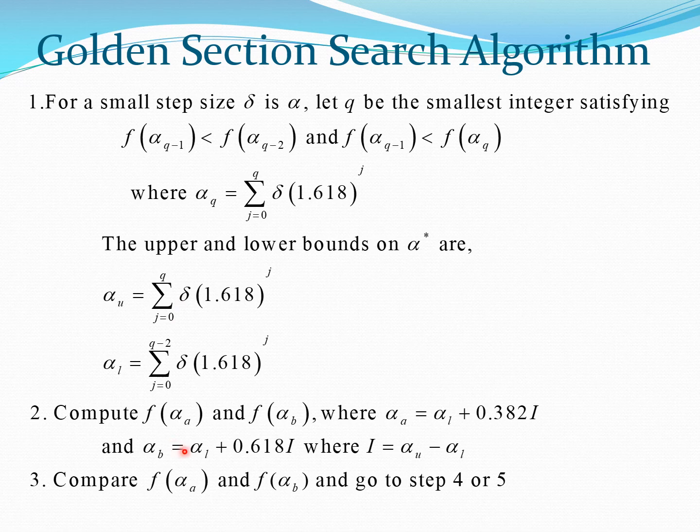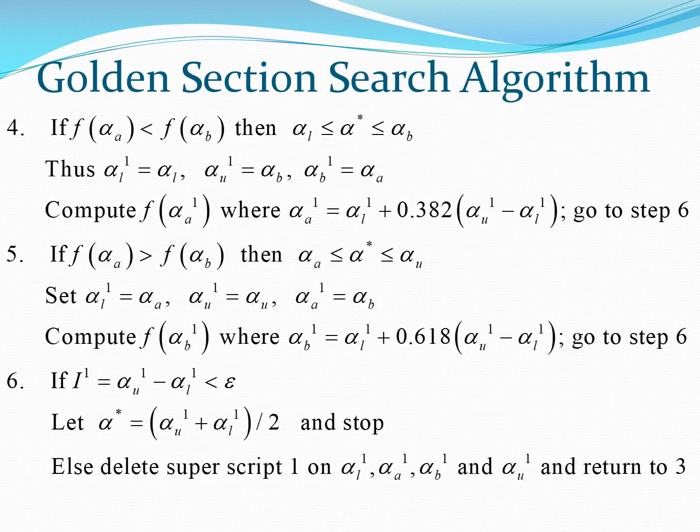And now what we do, we create this alpha A and we create this alpha B lying within the set here, or the set of points here, alpha U and alpha L. And these points we saw are coming from that partitioning of the line segment. And then you calculate f alpha A, f alpha B at these points, and you compare these 2 points and then go to the next step.